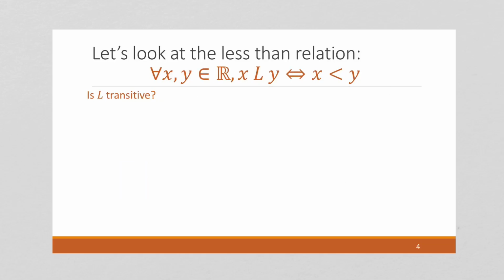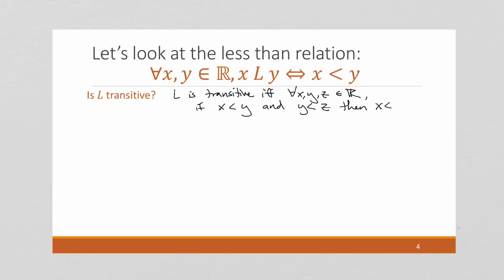Okay, how about transitive? Is the less than relation transitive? And again, recall that L is transitive if and only if for all x, y, and z in the real numbers, if x is less than y and y is less than z, then x is less than z. And it turns out this is true.